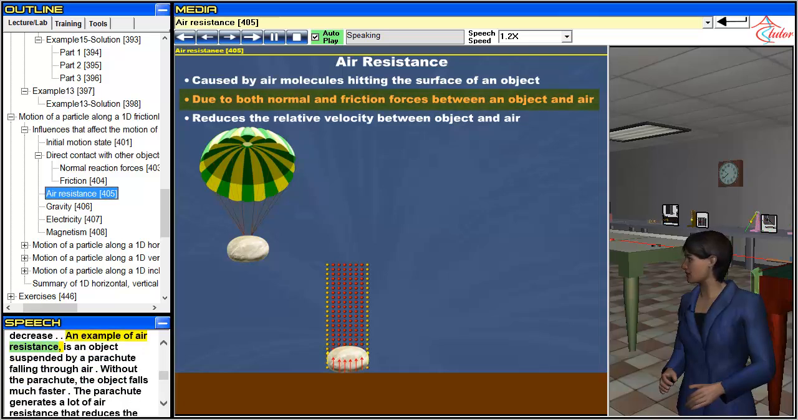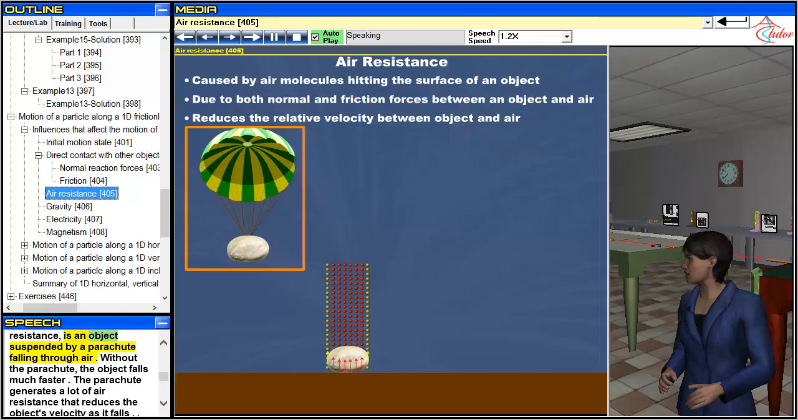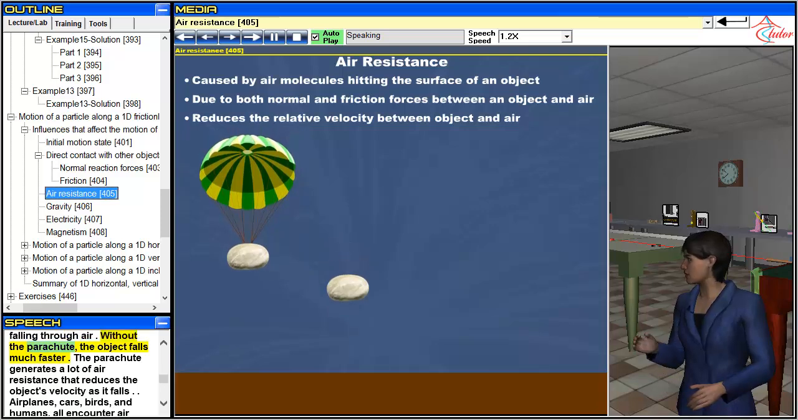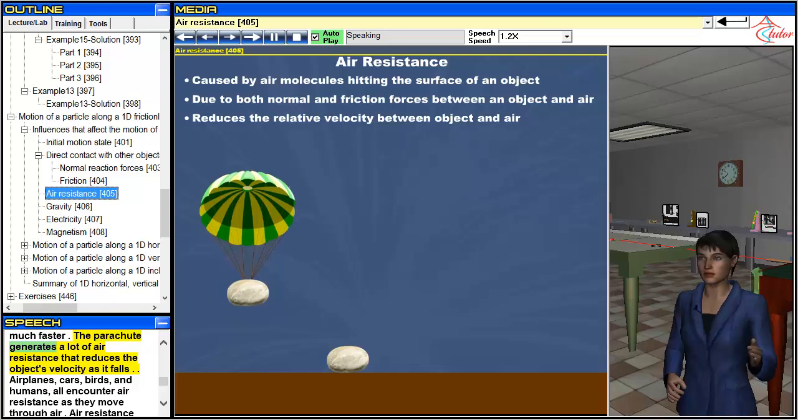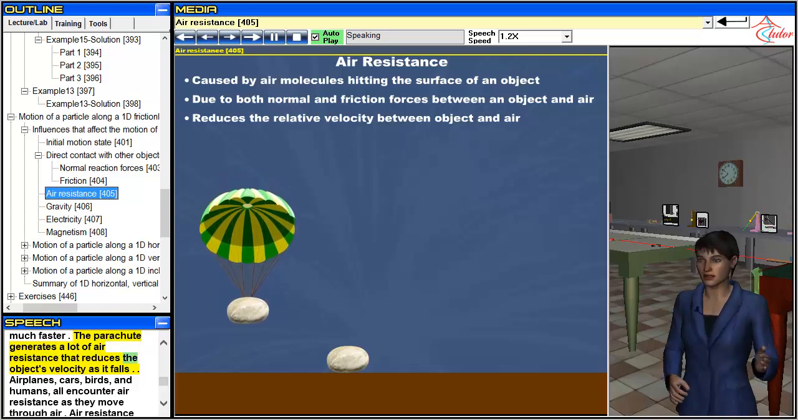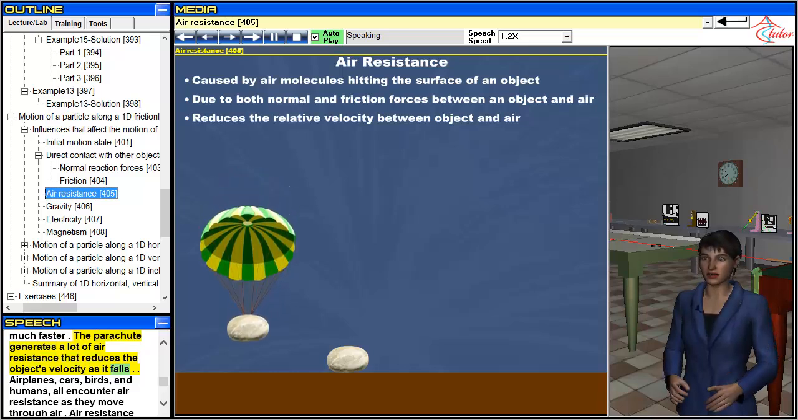An example of air resistance is an object suspended by a parachute falling through air. Without the parachute, the object falls much faster. The parachute generates a lot of air resistance that reduces the object's velocity as it falls.